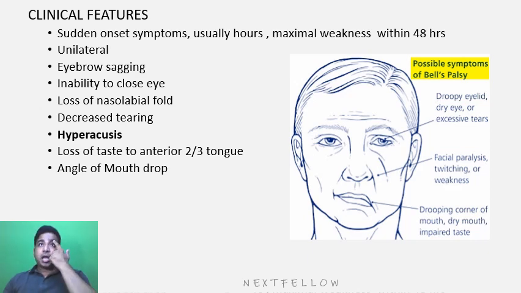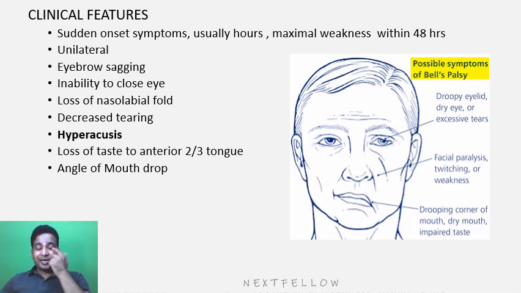So what will happen? You can't raise your eyebrows because the motor movements are lost. There will be drooping of the eyelids. There will be less lacrimation, so either epiphora or dry eyes. Why do dry eyes happen? Because the GSPN, the greater superficial petrosal nerve, which carries secretomotor fibers to the lacrimal gland, loses its function and there will be less lacrimation leading to dry eyes.